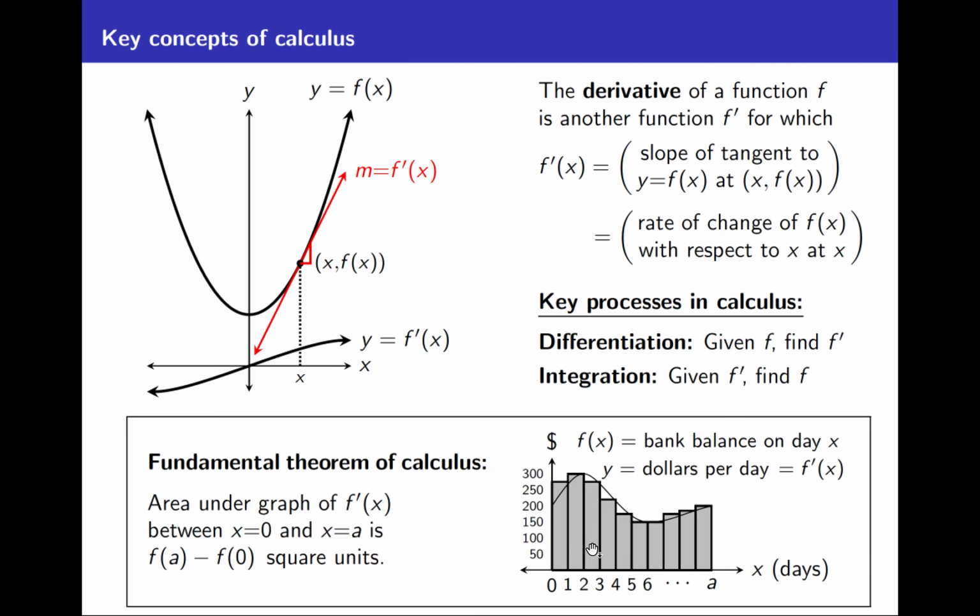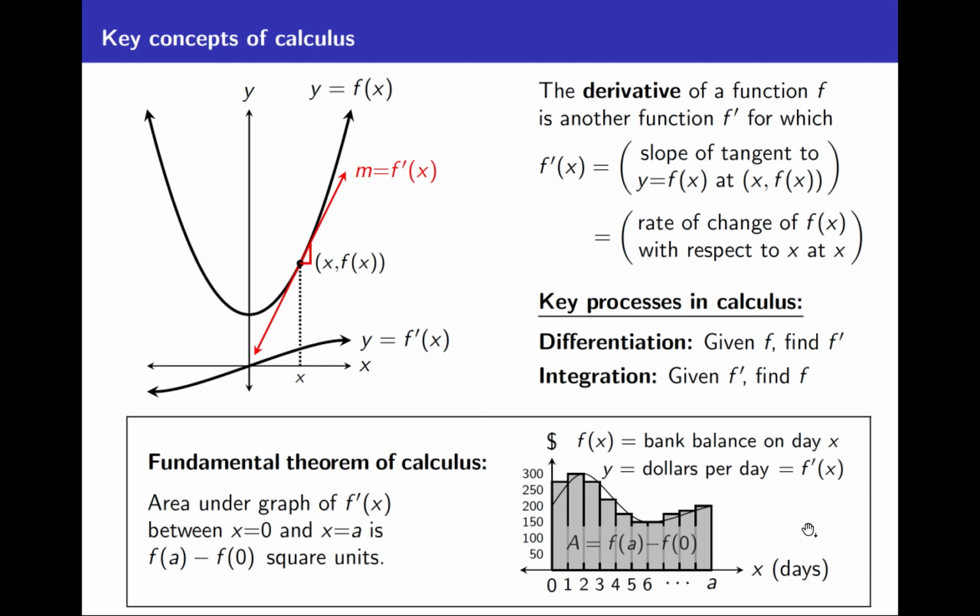So the total area of all of these bars, the shaded region, would be the total amount of money that went into your bank account between day 0 and day A. And what would that be? It's f of A, the amount of money you had on day A, minus f of 0, which is the amount of money that you started with. So f of A minus f of 0 is the change in your bank account between days 0 and A.